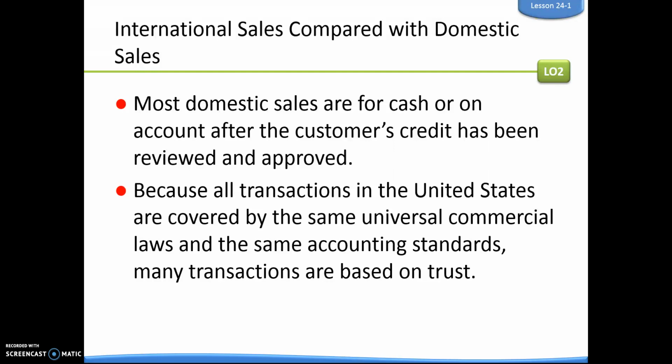However, the reason that we are allowed to do that, either for cash or on account, is simply because in the United States, all transactions involved in commerce are covered by something called the Universal Commercial Laws. They also typically all follow the same accounting standards, or GAAP. So many of our transactions are based on trust, meaning we know that we're going to get paid cash or we know that we're going to get paid on account.